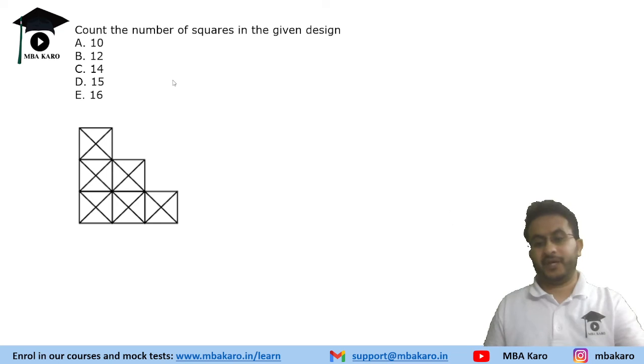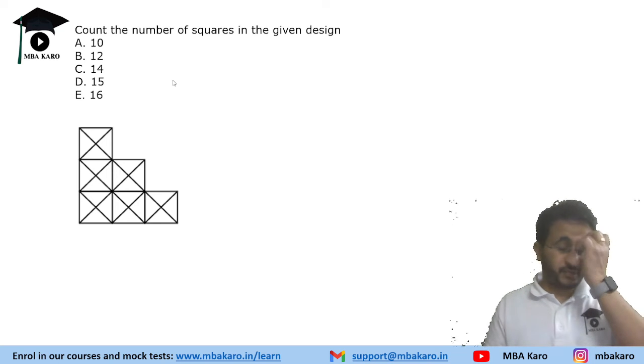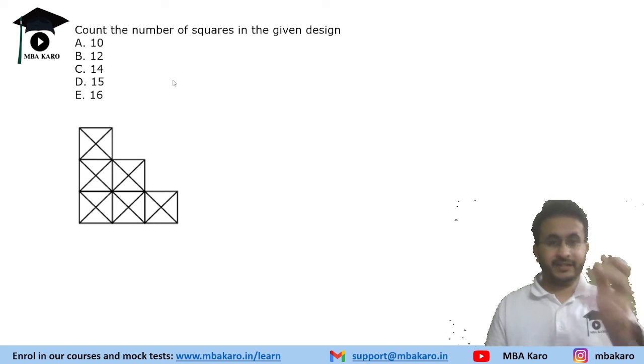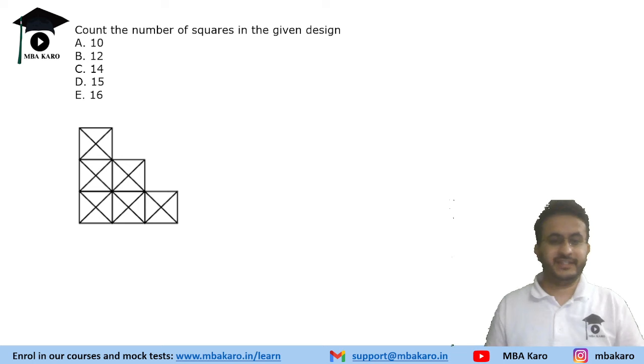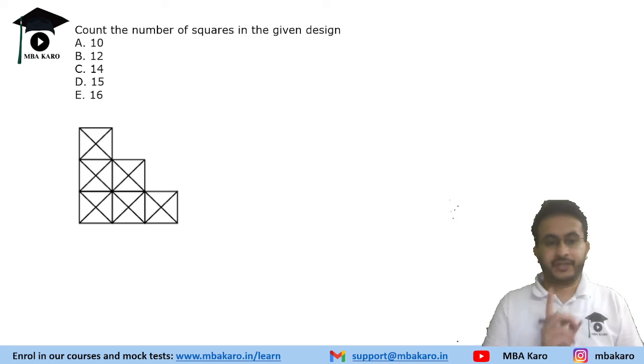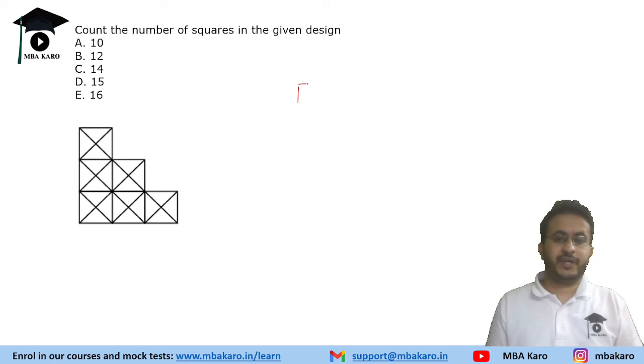Count the number of squares. If you attempted this question, how many squares did you get, and did you get the right answer? So let's see this question. We will first count the straight squares. There is one square like this. 1, 2, 3, 4, 5, 6, and then we have 7 straight squares.